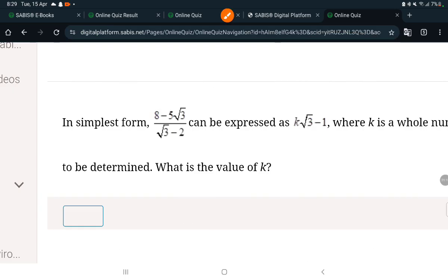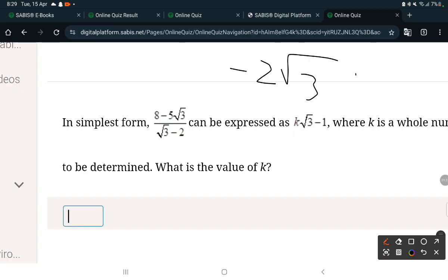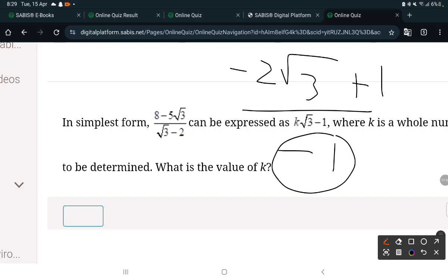So now let's set up our fraction. We have minus 2 radical 3 plus 1 over minus 1. Now since this is a minus 1, what we do is we change the sign of minus 1 to plus 1, and we flip all of the signs of the numerator. So we have minus 2, it's going to be positive 2, and this is positive 1, it's going to be negative 1. So your final answer is going to be 2 radical 3 minus 1, and they're asking for k, and that's going to be 2.